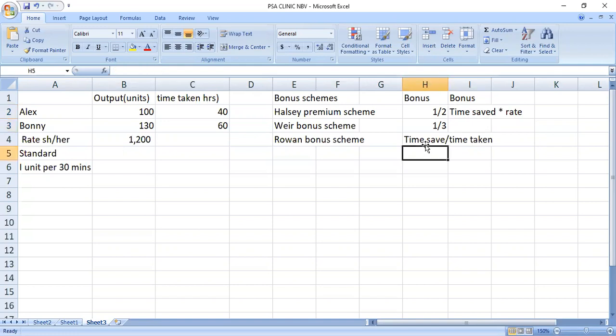Then this guy says you qualify for the time that you have actually saved and the time taken. I need to think about this one. I don't think I'm right. Kindly confirm, guys, for Rowan, is it the time saved over time taken, or is it something else? I'm really skeptical on this one. I don't think it is right.